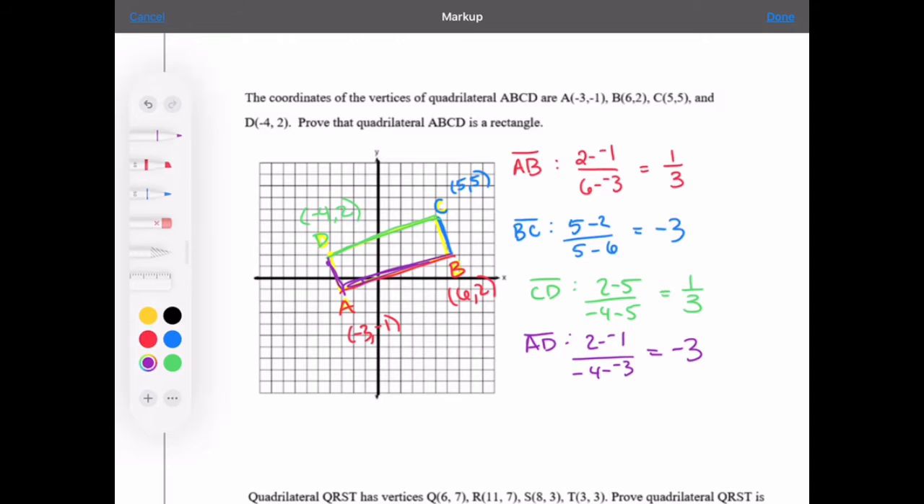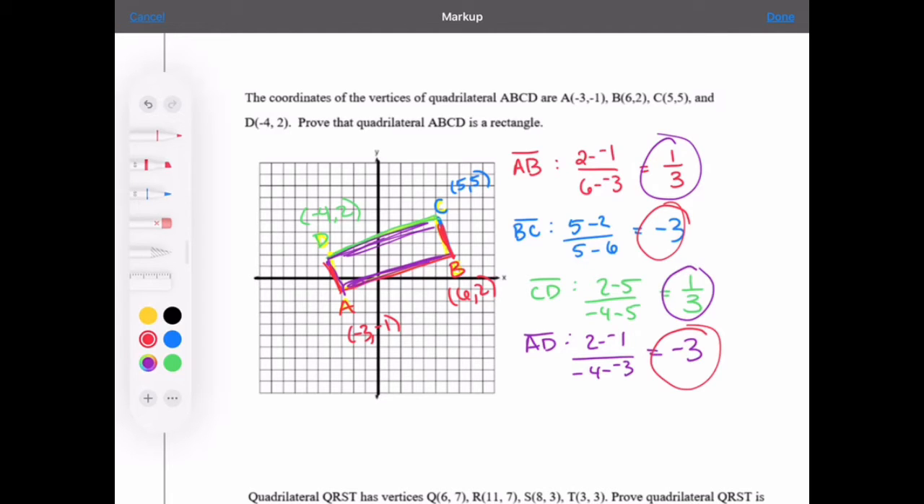AB and DC have the same slope, and AD and CB have the same slope. And they're also negative reciprocals of each other, which proves that they are right angles. So that's all we have to do.